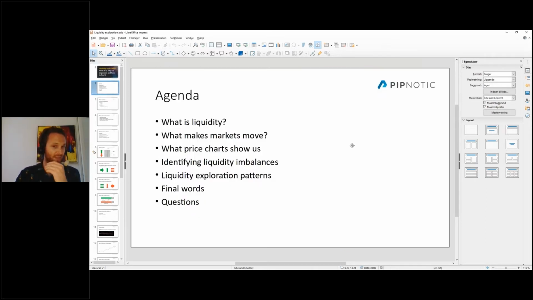So the agenda is we're going to talk about liquidity. I mean, what is liquidity? This is something I didn't understand. We're going to look at something related to how markets move, because a lot of people misunderstand what it actually is that makes markets go higher and lower. We're going to then look at what charts are actually showing us. We're going to look at liquidity imbalances, exploration patterns, and we're going to wrap things up, and hopefully we'll have maybe a nice discussion at the end and answer some questions and go through a few examples. So if you have any questions during the presentation, write them down, and at the end you can chuck them in the chat, and then we can cover those, and I can try and answer them if I know the answer to them. All right.